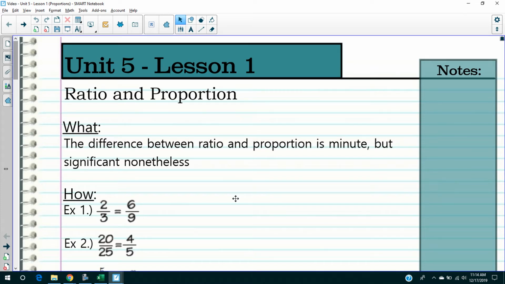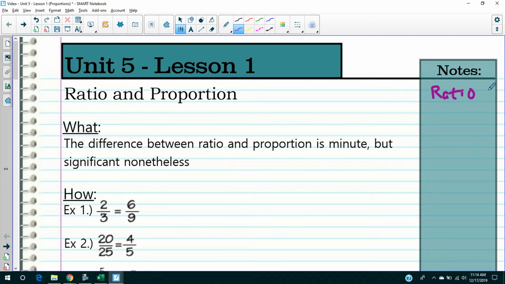So Unit 5, Lesson 1, ratio and proportion. Now, the difference between ratio and proportion is minute, which means small. It's small but significant nonetheless. So what's a ratio again? A ratio is just a fraction, meaning one number over another.